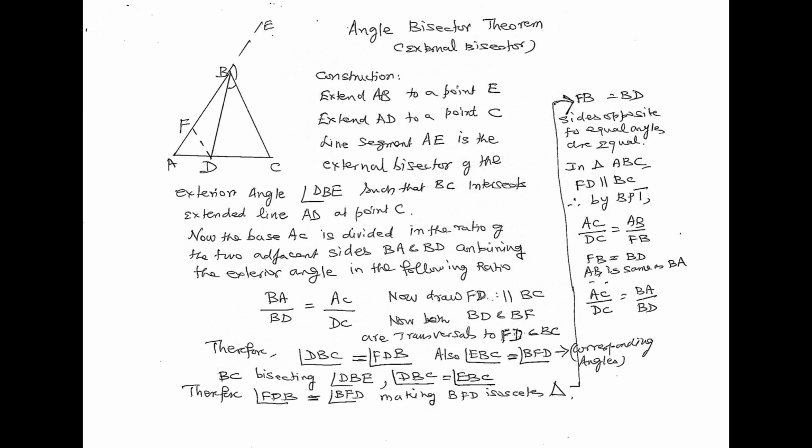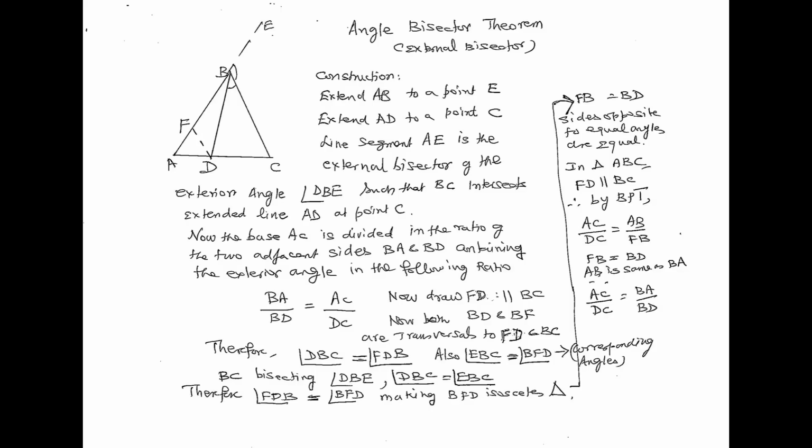Angle bisector theorem, external bisector. See, in triangle ABC in the slide, FD is parallel to BC, AB is extended to E, AD is extended to C, and by construction, line segment AE is the external bisector of the exterior angle DBE such that BC intersects extended line AD at a point C.